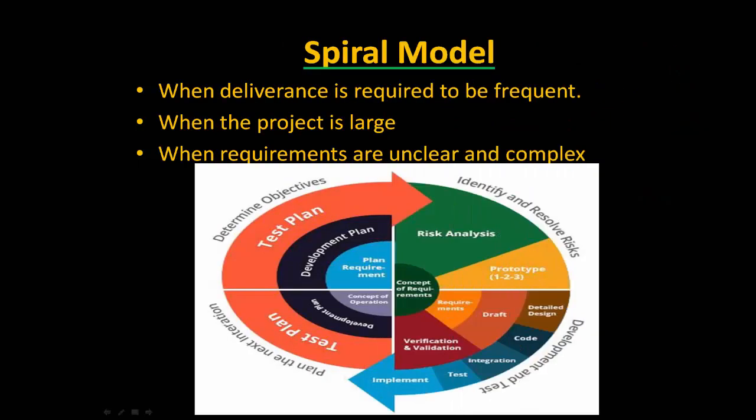And the next one is the spiral model. This model is suitable when delivery is required to be frequent, the project is large, and the requirements are unclear and complex.